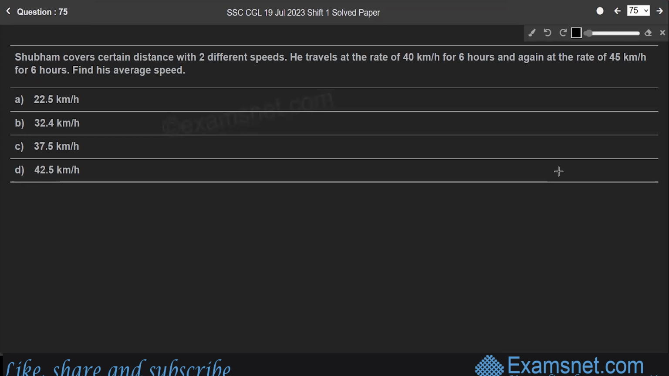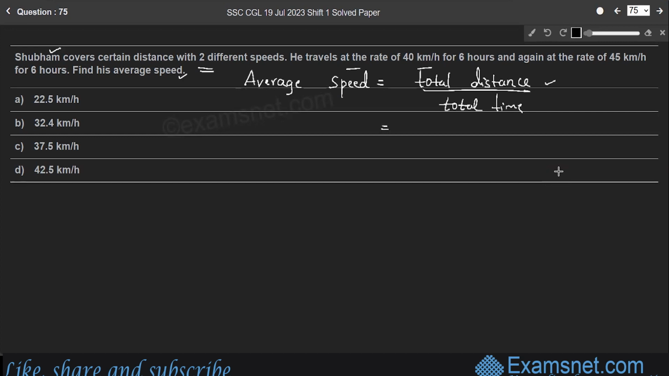Question 75. Shubham covers a certain distance with two different speeds. He travels at the rate of 40 km per hour for 6 hours and again at the rate of 45 km per hour for 6 hours. Find his average speed. Here students, we are using the concept of average speed. The formula says average speed is equal to total distance traveled by total time taken, right? So let us find total distance here.